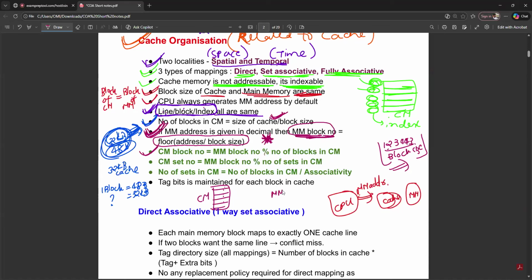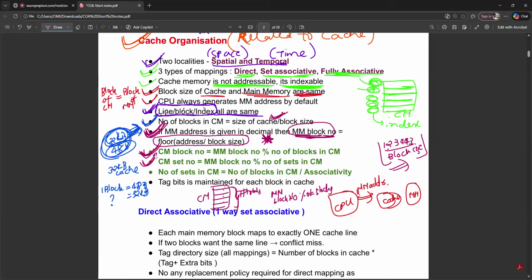So once you get the main memory block number, if you mod it with the total number of blocks, then you will get the cache block. What is the cache memory block number? This is also one very good point. Please take care of this.